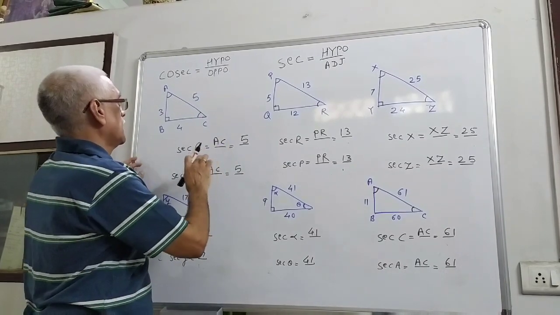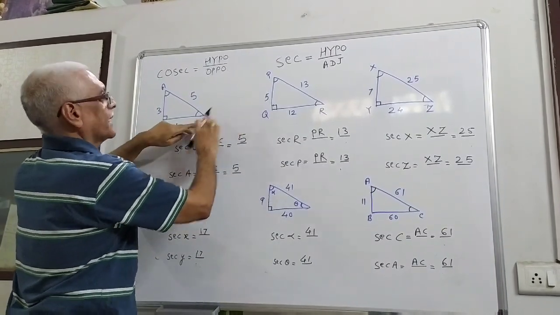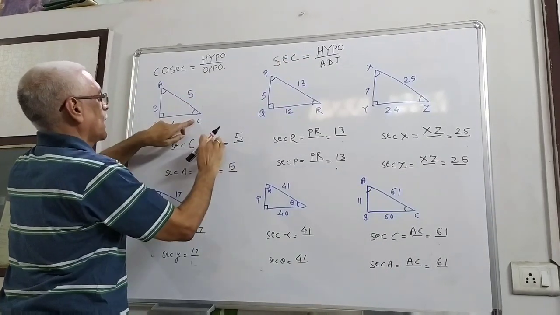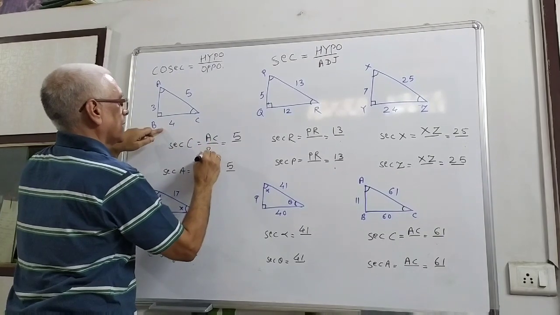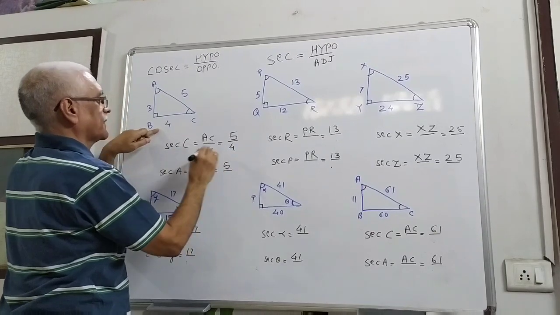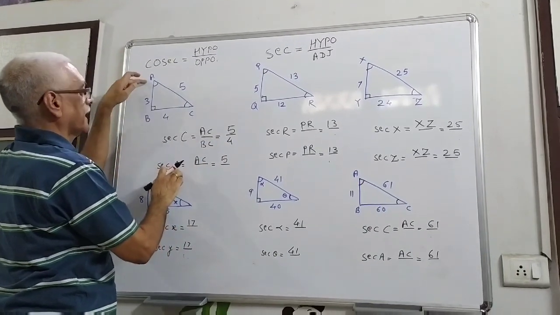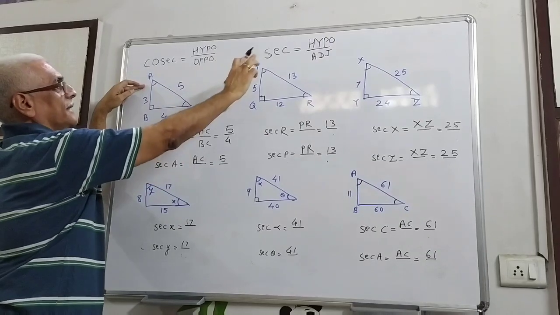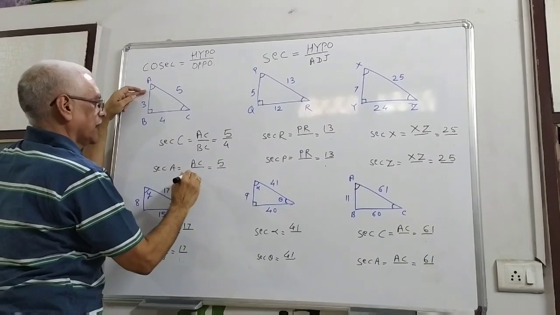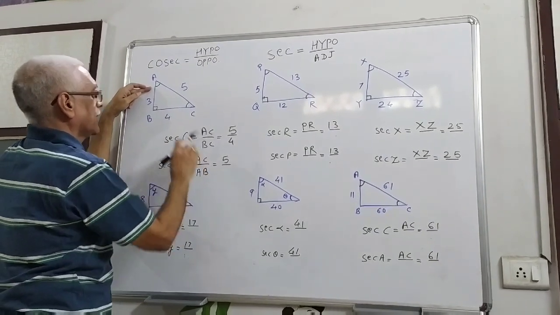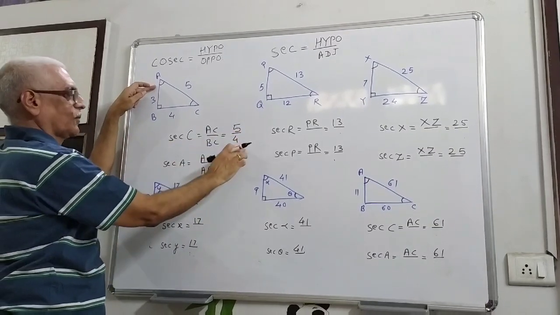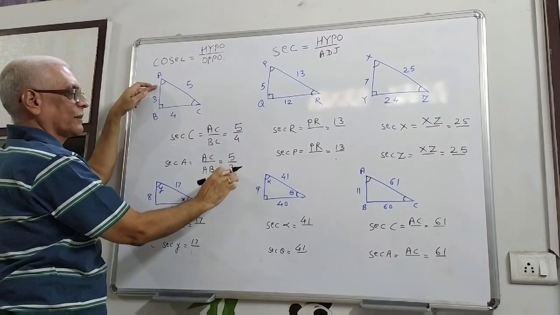So here sec of C, for sec what we do, hypotenuse upon adjacent side. For C, hypotenuse AC upon adjacent side is BC. So AC is 5 and BC is 4. So 5 upon 4 is sec C. Now if we want sec A, sec is hypotenuse. Hypotenuse is AC upon adjacent side. Adjacent side is AB. So AC upon AB. AC is 5 and AB is 3. So therefore the value of sec C is 5 upon 4 and sec A is 5 upon 3.